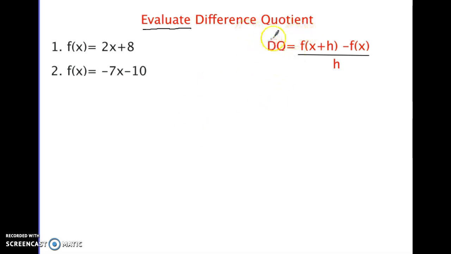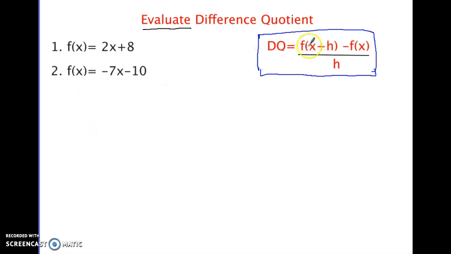So the difference quotient is a ratio, and the difference quotient ratio's formula is right here in this box over here. You will be given an f of x. I'm going to do two examples for you here. Given an f of x, you will have to evaluate a difference quotient, so you would apply this formula. Let me show you example number 1.